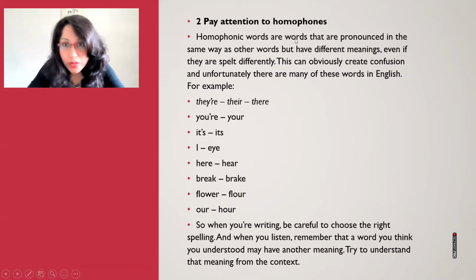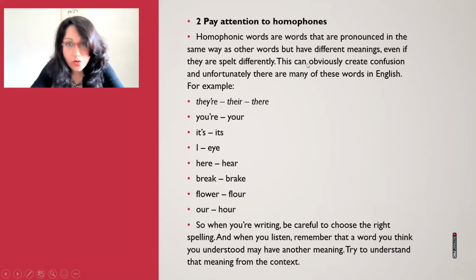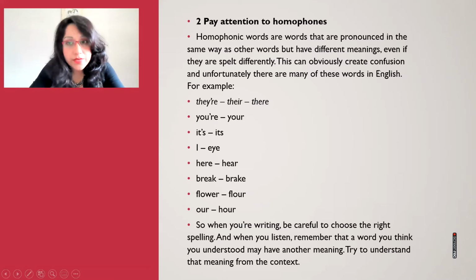Okay, so homophonic words are ones that are pronounced the same way as other words but have different meanings and are spelled differently. Okay, so like it says over here, those are your homophones when they are pronounced in the same way but the other words have different meanings. So two words, pronunciation is the same but the meaning is different. All right, this can obviously create confusion, and unfortunately, there are many of these words in the English language.